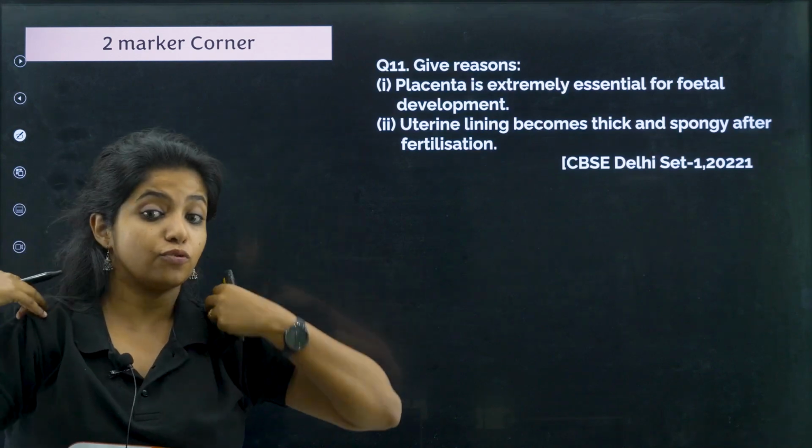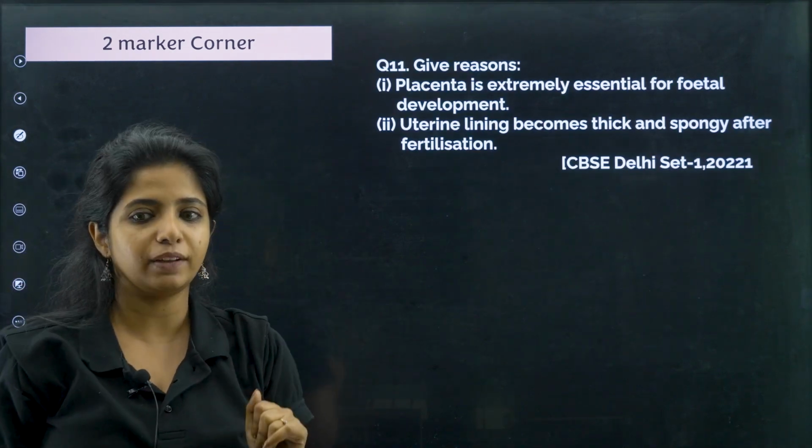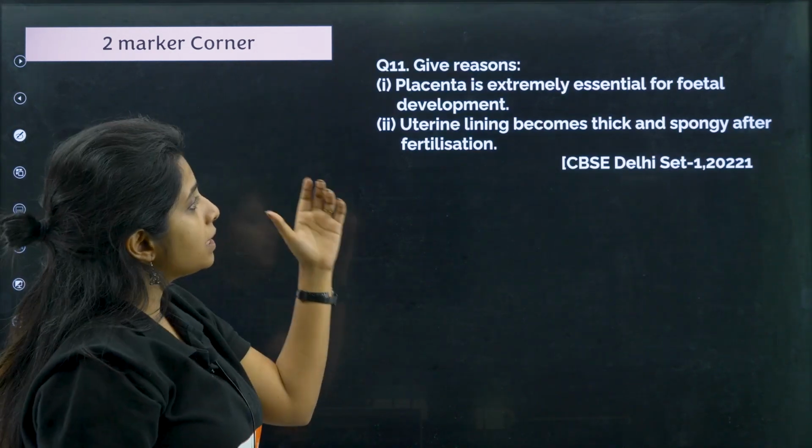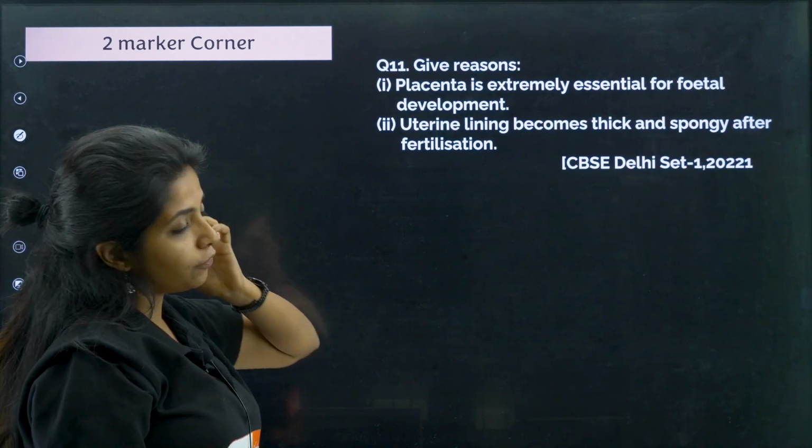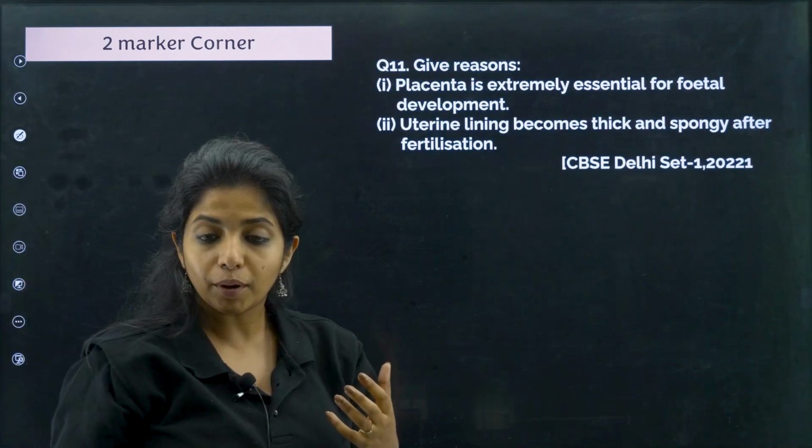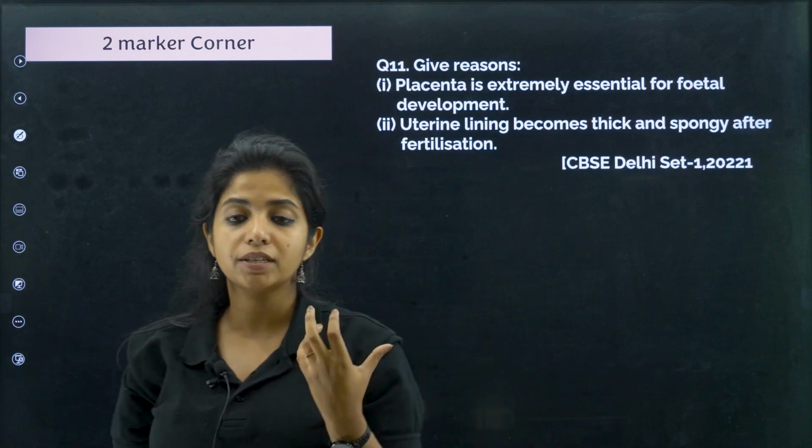Now we have entered the 2 marker corners. So this time we have to write the answers and understand things very well. So give reasons. Placenta is extremely essential for fetal formation. Do you think placenta is important for fetal formation? How do you think placenta is being formed?